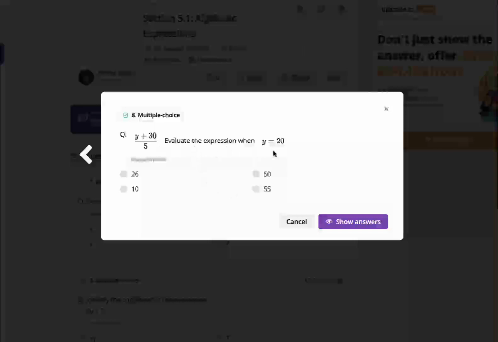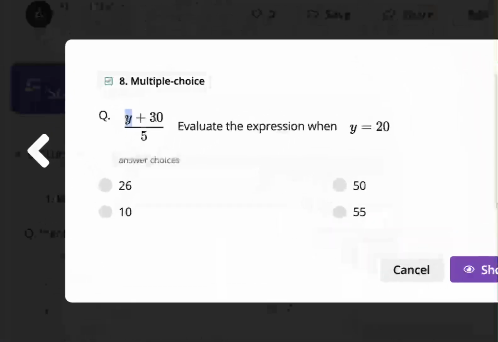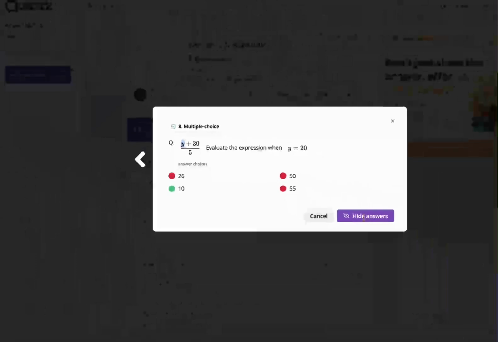Evaluate the expression when y equals 20. We have y plus 30 in the numerator, and in the denominator we have 5. So we need to substitute 20 for the y. So it's 20 plus 30 is 50. 50 divided by 5 equals 10. So the correct choice is 10.